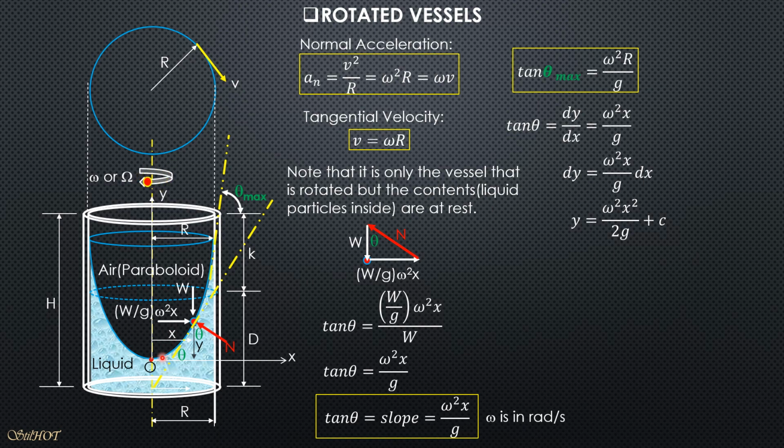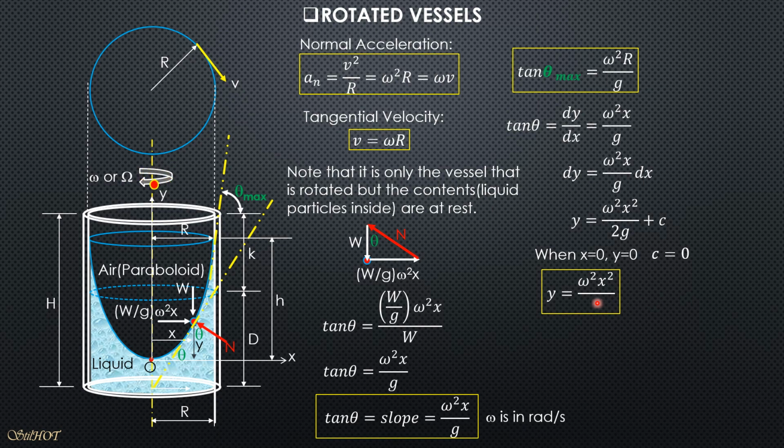But from the figure, the vortex forms on the axis of rotation, and it is at the lowest point. So when x is 0, y is also 0. Therefore the constant c is 0. So when x is big R here, y is equal to small h. So into this equation here, y equals omega square x square over 2g, because c is 0.